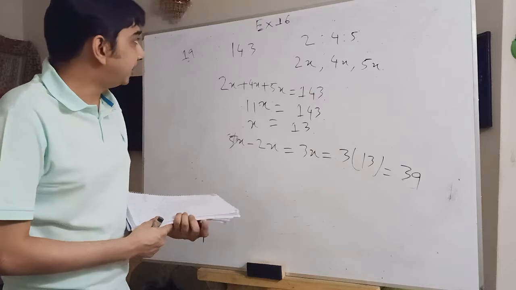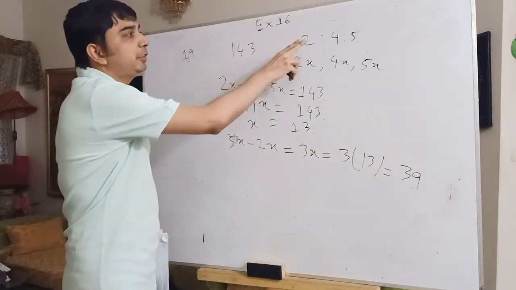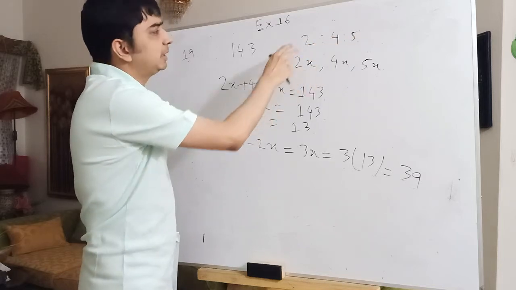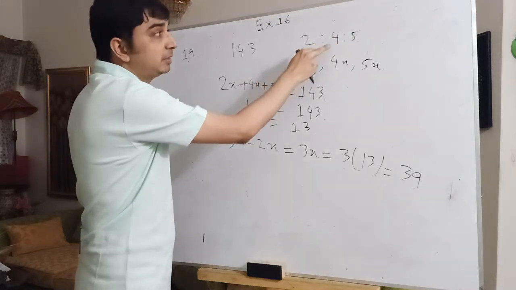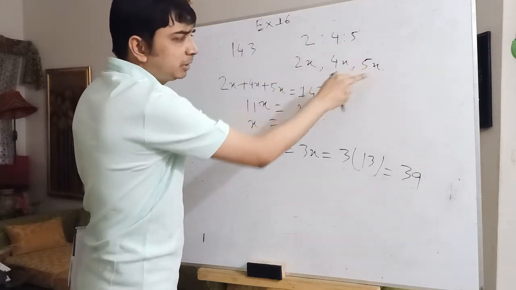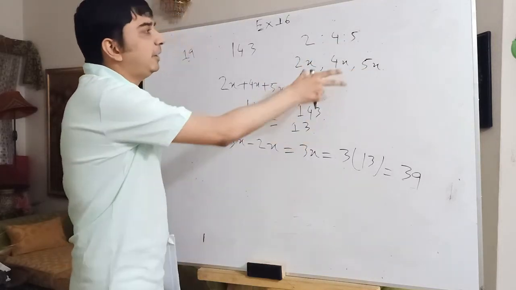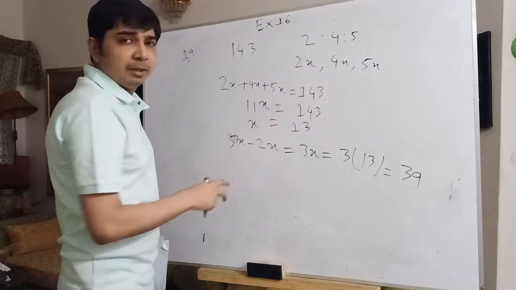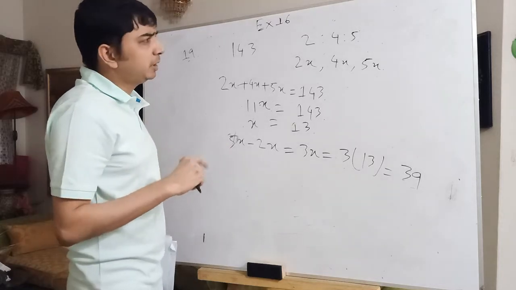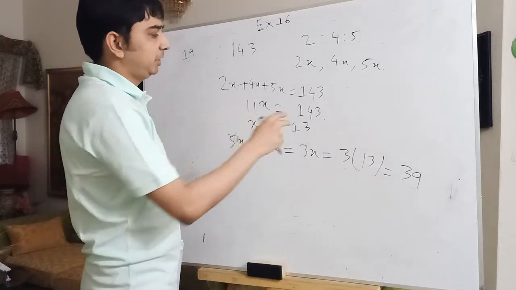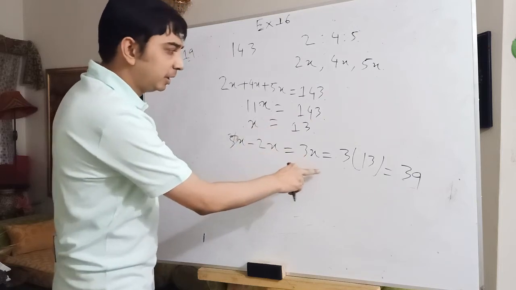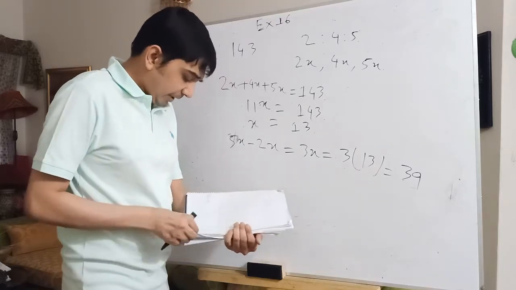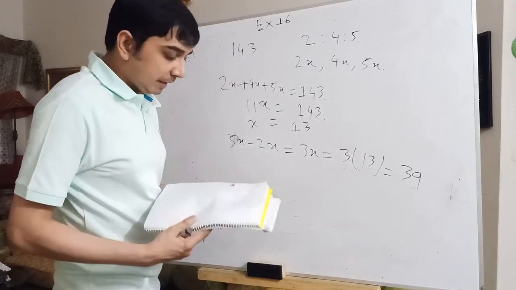Okay, so this is the first sum. What did we do? 143 is divided into 3 parts. The ratio is 2:4:5. So I make it so this part corresponds to 2x, this part corresponds to 4x, this part corresponds to 5x. If I add all of them, definitely I'll get 143. I find the value of x. Now they're asking for the difference between the smallest share and the largest share. That is 5x minus 2x, 3x. So the amount is 3 into 13. Now let's move on to the next sum.